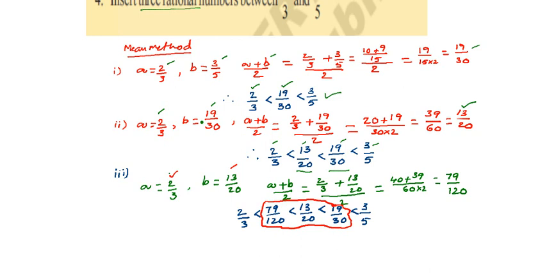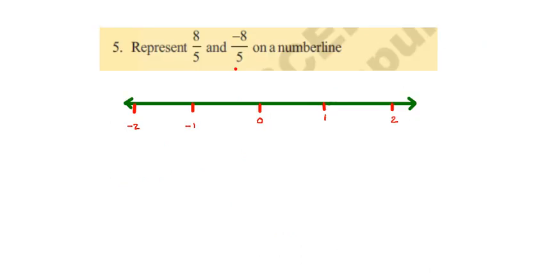Okay. And now we move to the next question. Represent 8 by 5 and minus 8 by 5 on a number line. Look there on the screen. It is a number line for integers. On this line, we may represent 8 by 5 and minus 8 by 5.